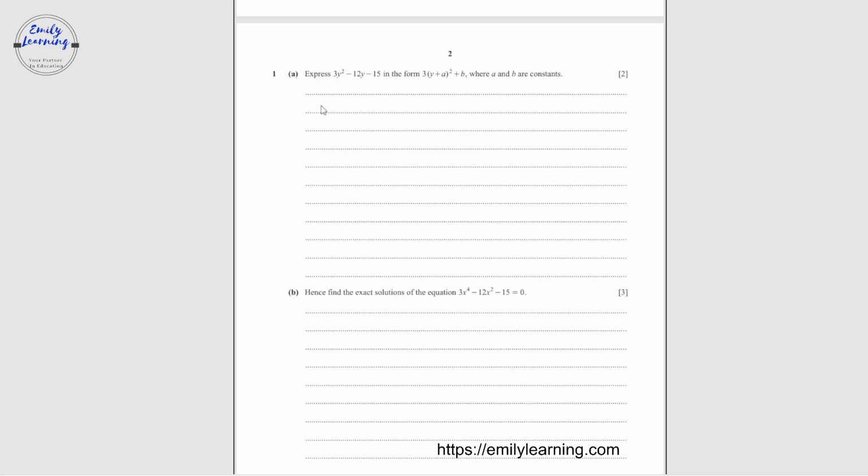So we have 3y squared minus 12y minus 15, and we want to write it in this form here. If you can remember the complete the square method, then just simply use it. If not, you can expand this out and then compare coefficients.